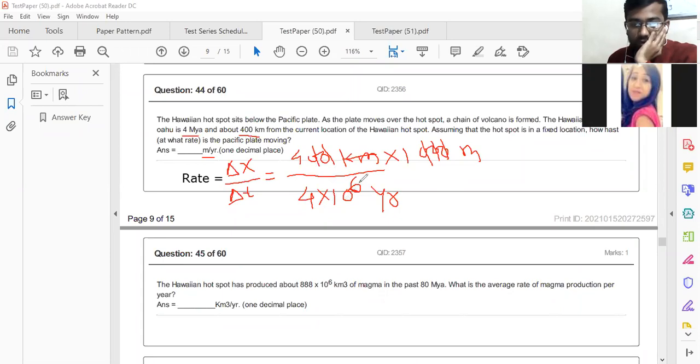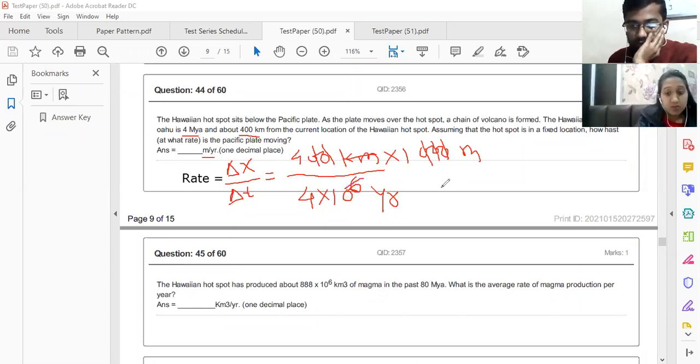So 4 upon 40. 4 upon 40 means 1 by 10, means 0.1. Indicate up to 1 decimal, 0.1 meter per year.